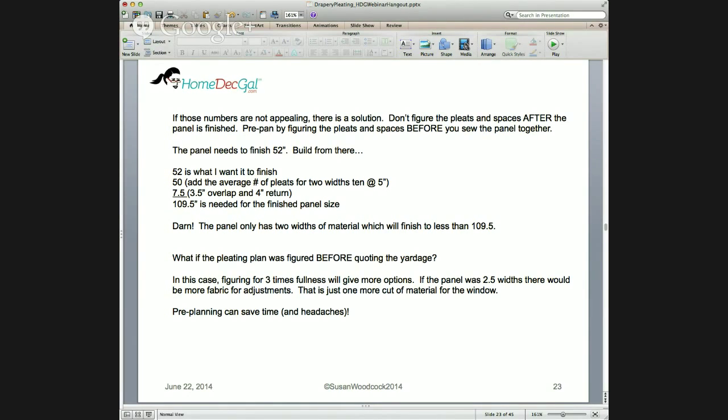If you've pre-planned, then when the fabric comes in, you already know all of this. You can just whiz through the job, do your pleats and spaces, and you don't have to sit there and try to figure out how you're going to eke it out. So for this project, I would have liked to have 3 times fullness.